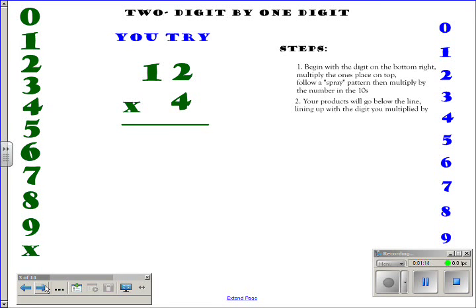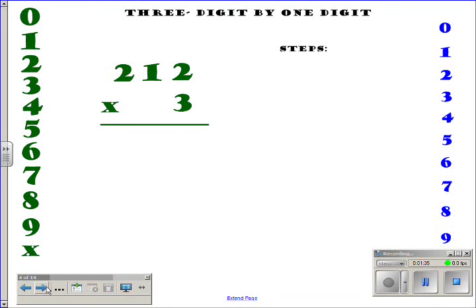Okay, let's go on to the next one. So here, if you follow the spray pattern, you would have done 4 times 2, and you would have got 8, and you put it directly below the 2. 4 times 1 is 4, and put that directly below the 1, and we have 48. Let's go on to the next type.